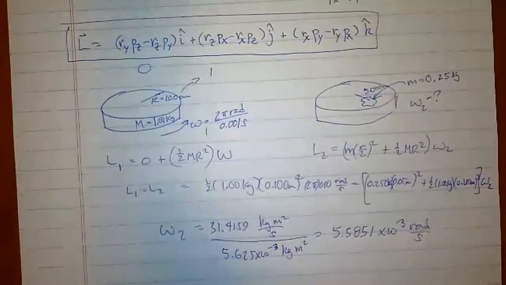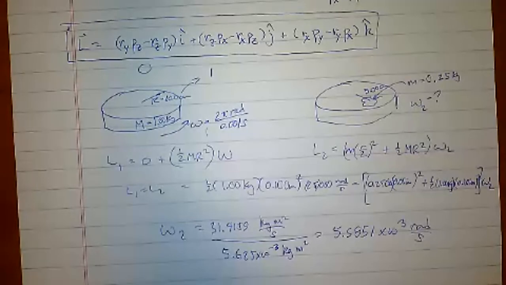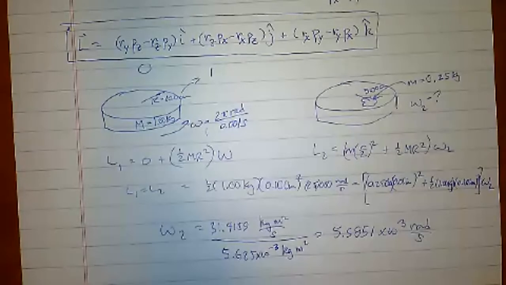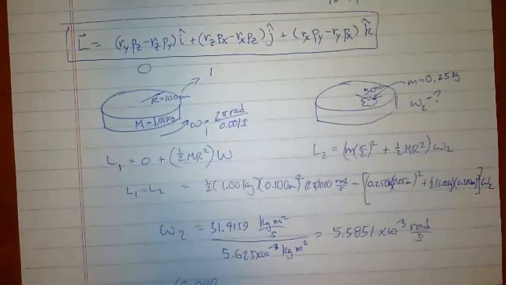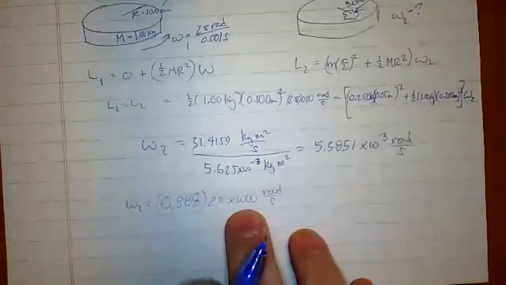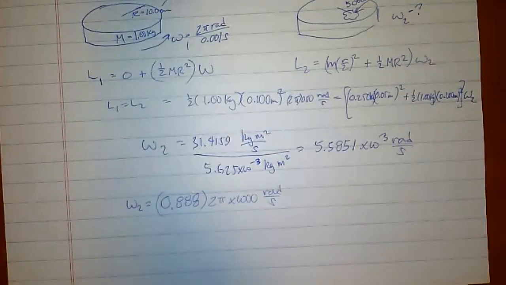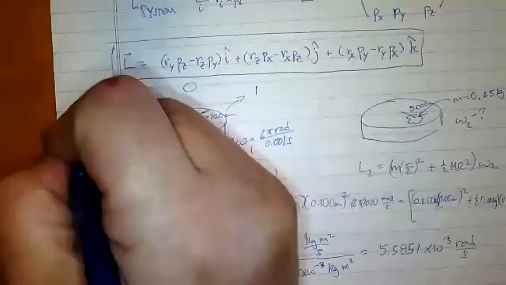So how does that compare to 2 pi times 1,000? Let's see how 5.5851 compares to 2 pi. So I'll do 5.5851 divided by 2 times pi. That gives me 0.888. So this is 0.888 of 2 pi times 1,000 radians per second. So it slowed down to about 88% of its original speed, because its original speed was 2 pi times 1,000. Does that make sense to you guys? So that's a typical conservation of momentum problem. I'll call that example 4.